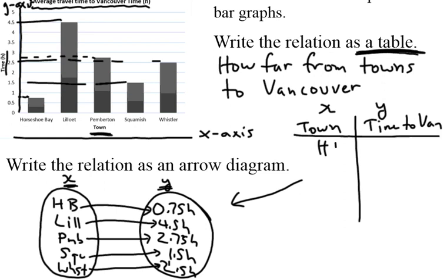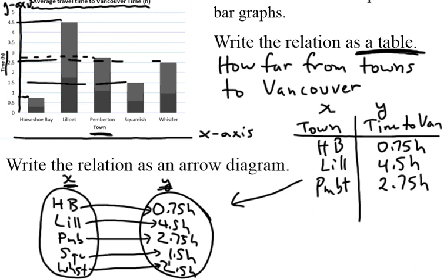And again, Horseshoe Bay, 3/4 of an hour. Lillooet, 4.5 hours. Pemberton, 2 3/4 hours. Squamish, 1.5 hours. And Whistler, 2.5 hours. So, all kinds of ways to show these relationships.